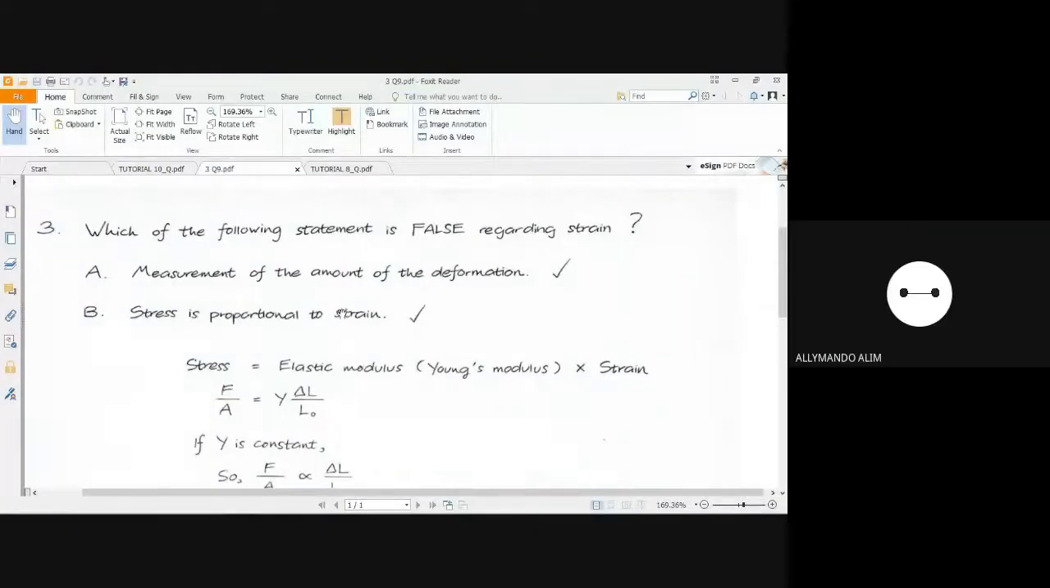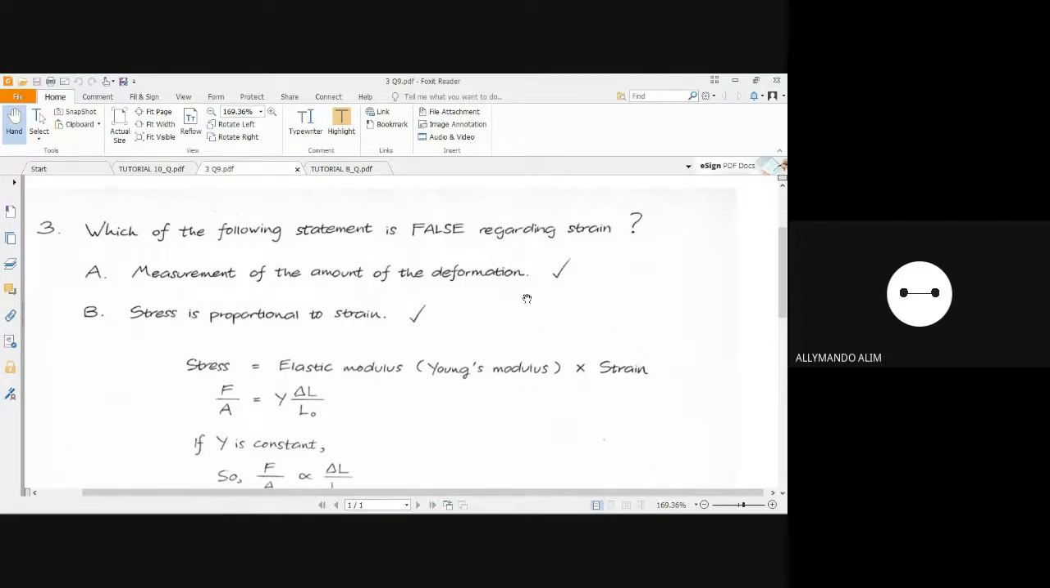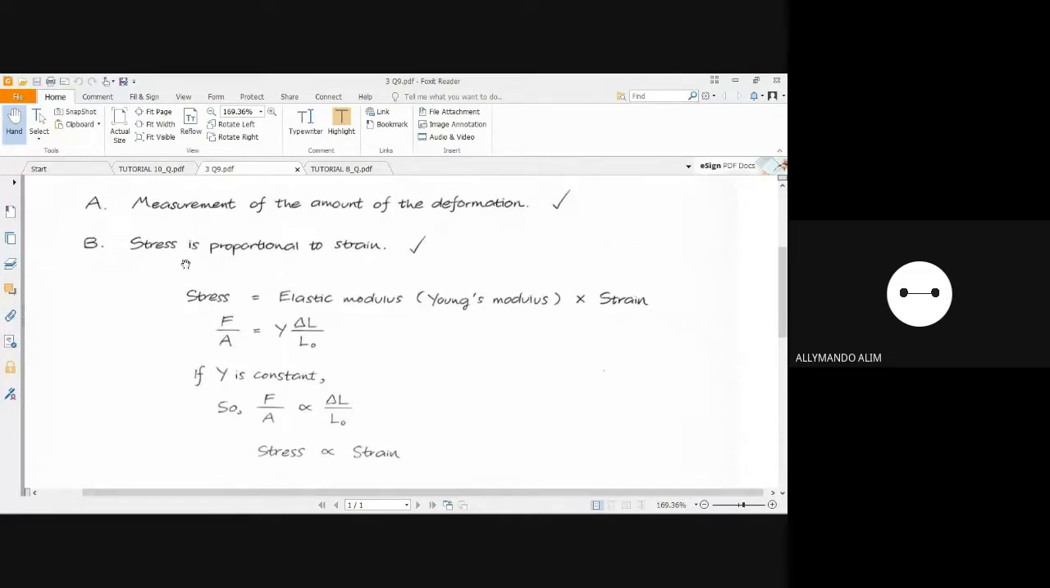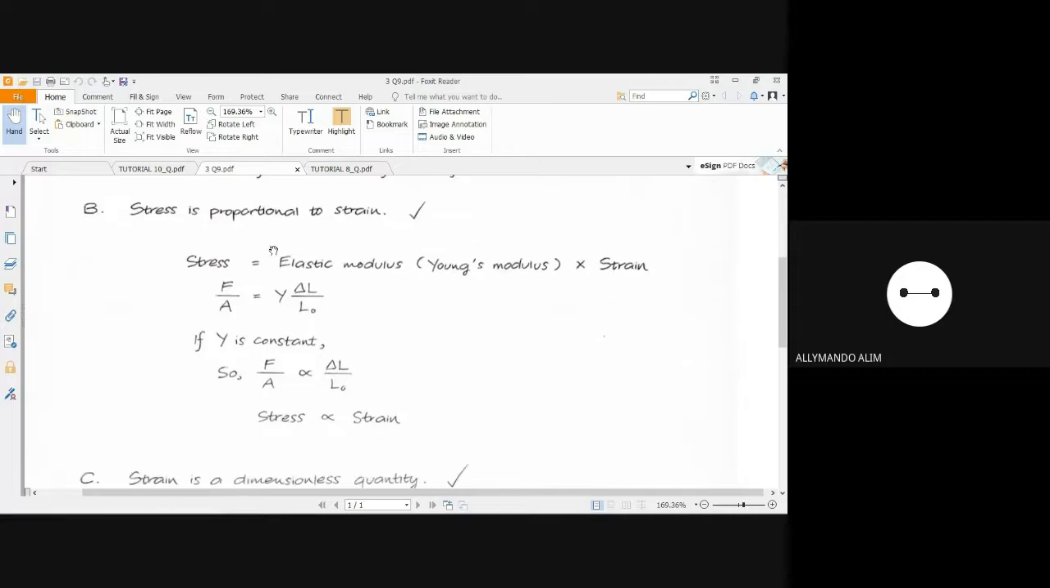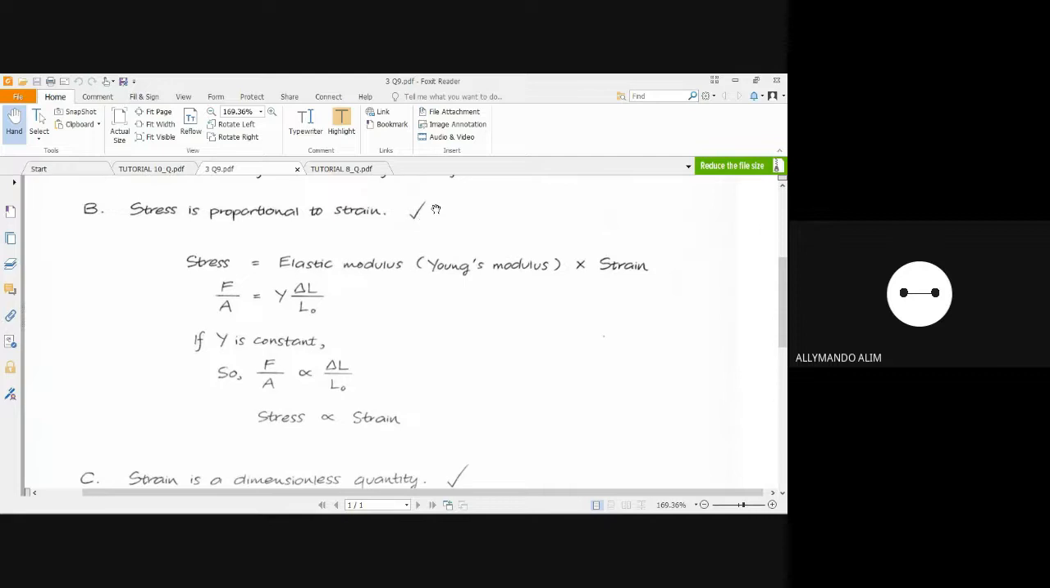Okay, untuk soalan nombor 3, which of the following statement is false regarding strain? Untuk pilihan jawapan A, measurement of the amount of deformation, so it's true. B, stress is proportional to strain. From this equation, if Y is constant, you get that stress is directly proportional to strain. So stress is proportional to strain.